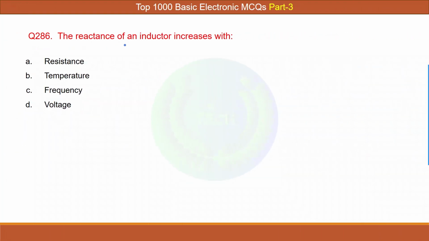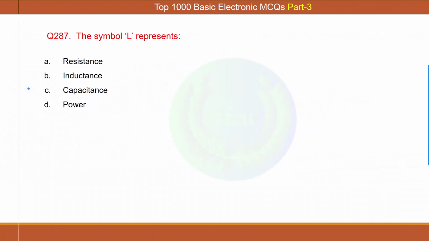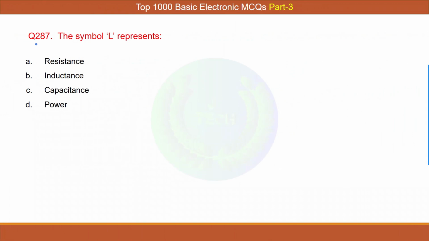Question number 286. The reactance of an inductor increases with option A resistance, option B temperature, option C frequency, option D voltage. The answer is option C, frequency.